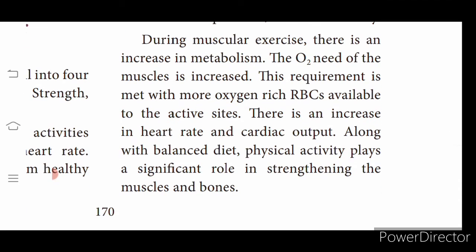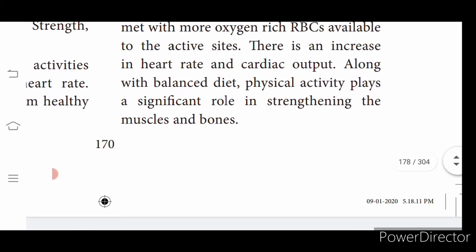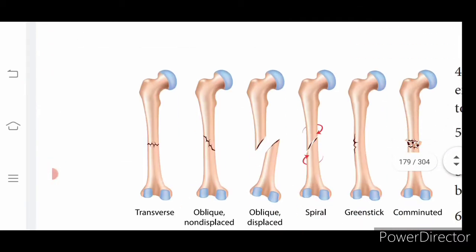During muscular exercise, there is an increase in metabolism. The O2 need of the muscle is increased. The requirement is met with oxygen-rich RBCs available to the active sites. There is an increase in heart rate and cardiac output. Along with a balanced diet, physical activity plays a significant role in strengthening the muscles and bones.